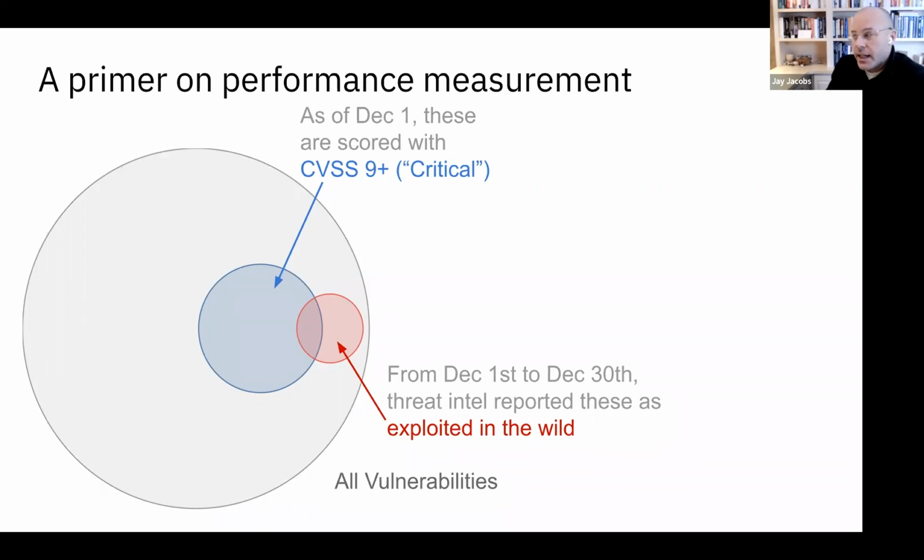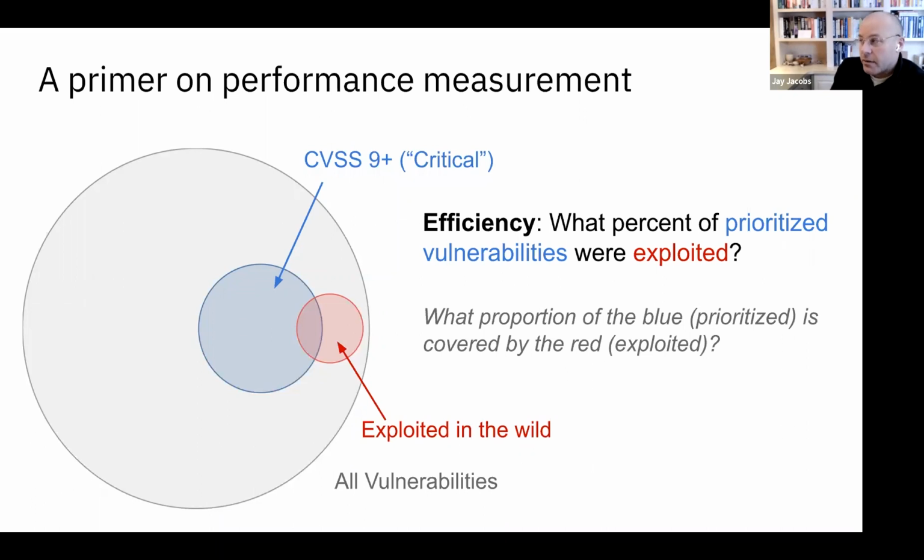And so in this case, you can see everything that we said we should prioritize is in the blue, and there's some overlap with the red. So we got some stuff right, but the red is sort of sticking out there. There's a lot that we sort of missed. And so coverage and efficiency are going to measure that. So let's start with efficiency.